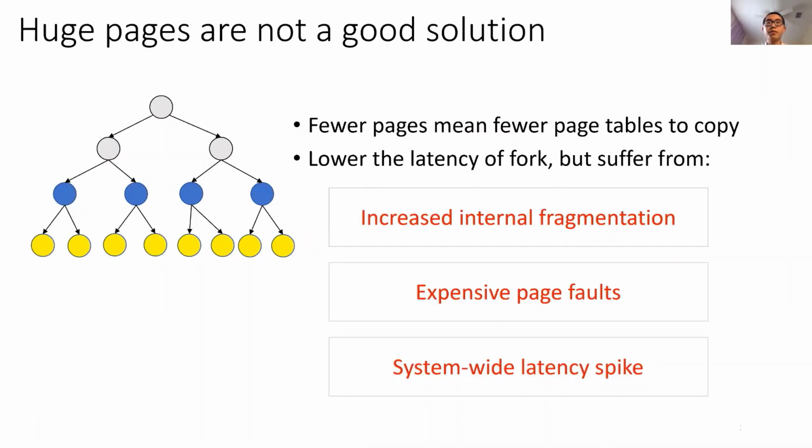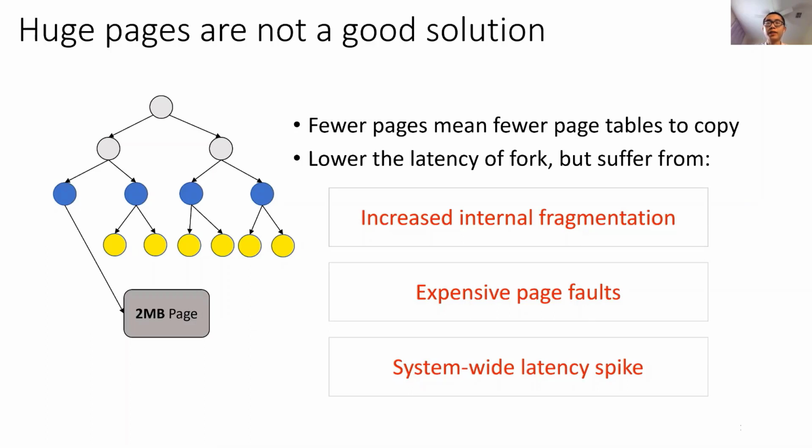People have attempted to use huge pages to speed up fork for large applications. What happens is that instead of having 4 levels of paging tree, the huge page is described by a 3-level tree. For a given size of allocated memory, larger pages are fewer in number, meaning fewer page tables copied during the fork system call, therefore a faster fork system call.